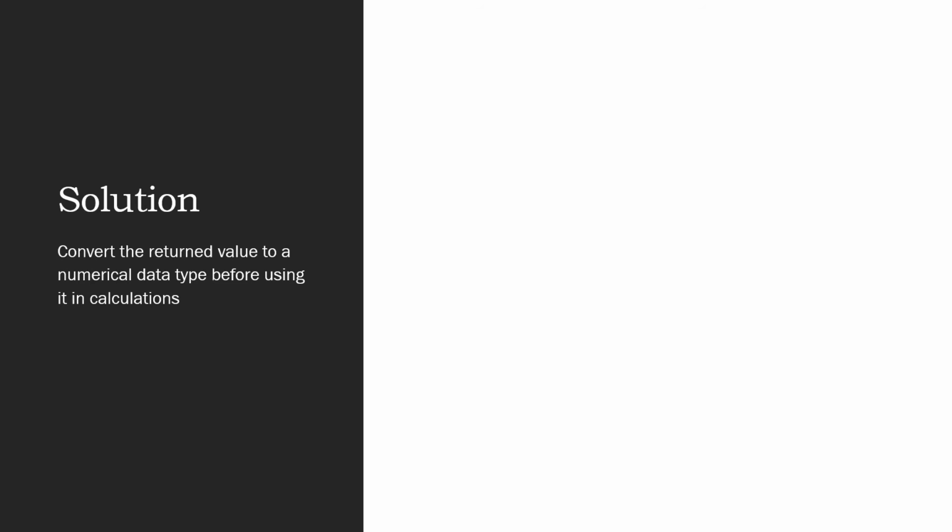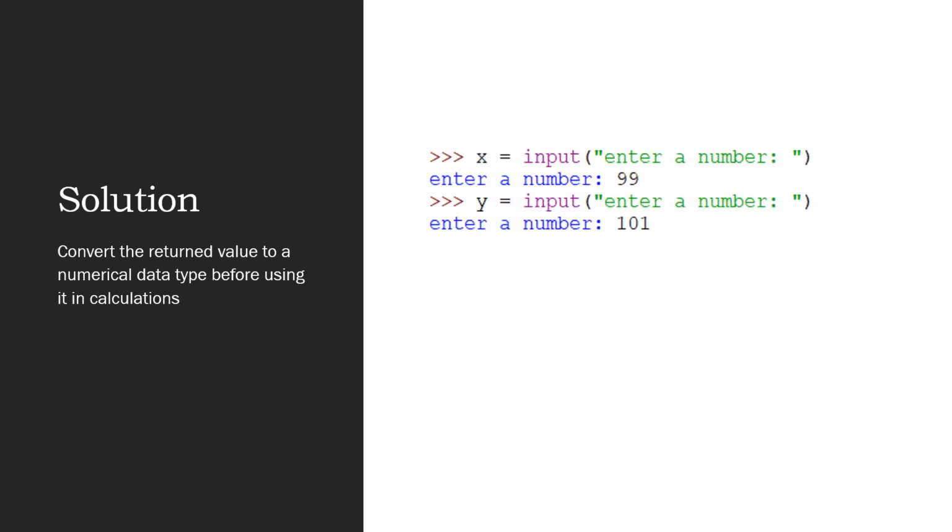The solution is that we always need to convert our returned values, our input values, to a number data type if we want to use them in calculations. Let's look at an example. Here I've input X and Y. I've input two values, 99 and 101, and I've stored them as variables called X and Y.